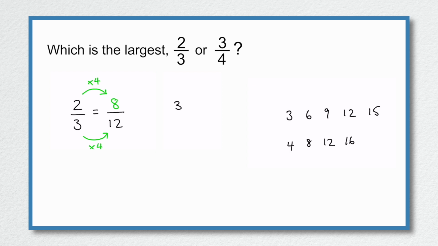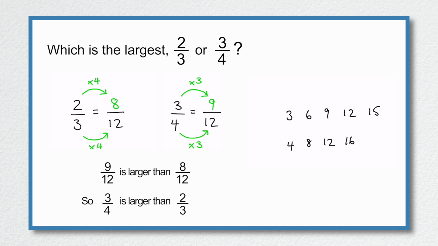Similarly, if we look at 3/4, well, this is equal to something over 12. Well, 4 multiplied by 3 is equal to 12. So we have to multiply the numerator, which is 3, by 3 as well. So 3 multiplied by 3 is equal to 9. And so 3/4 is equivalent to 9/12. So we can easily compare 2/3 and 3/4. 2/3, which is 8/12, and 3/4, which is 9/12. Well, 9/12 is greater than 8/12, which means therefore that 3/4 is greater than 2/3.